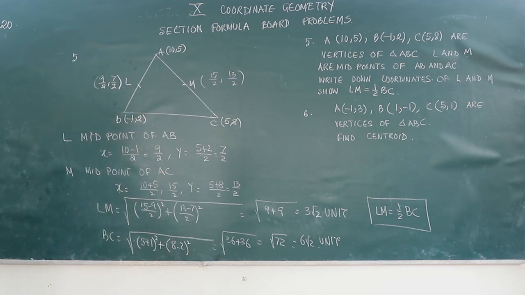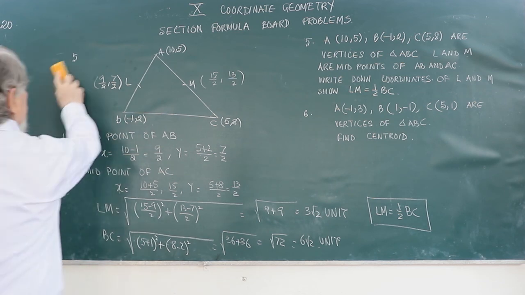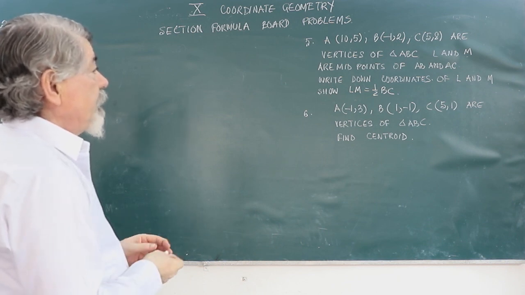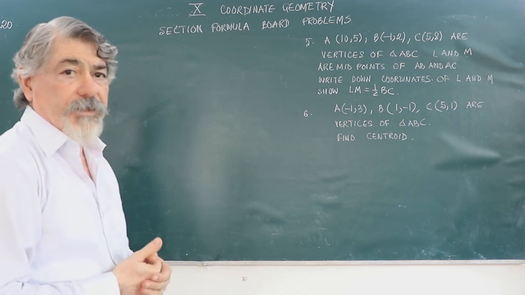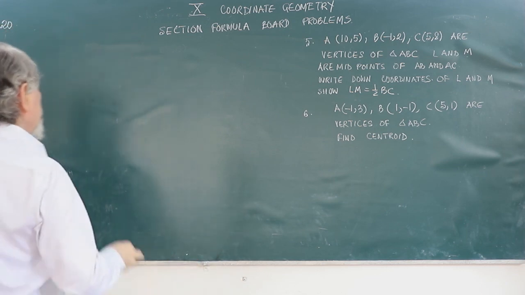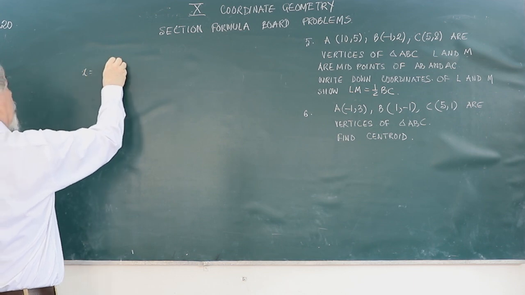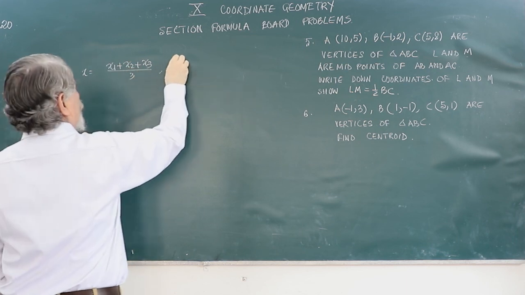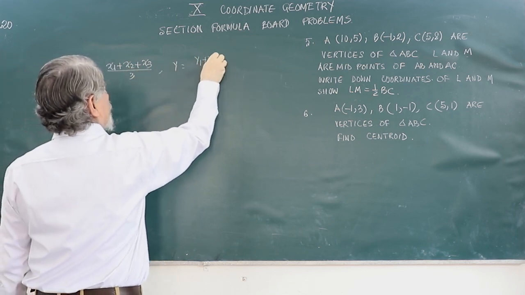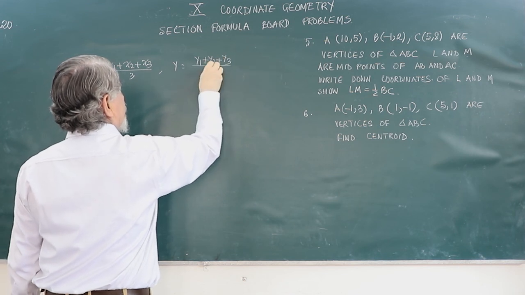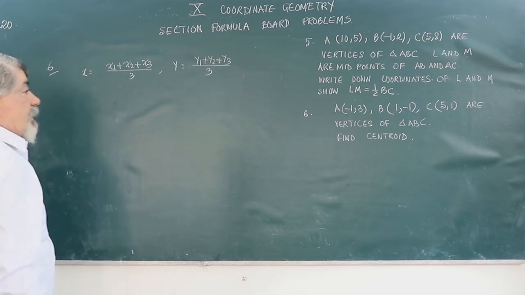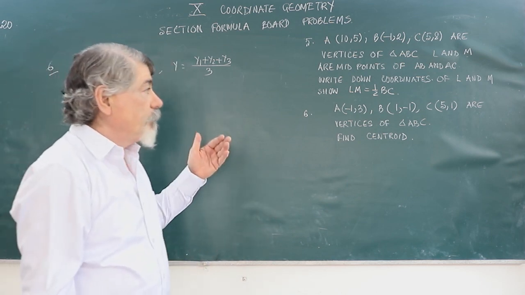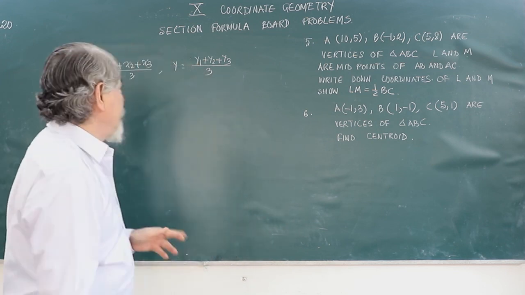Okay? Now let us see question number 6. ABC are vertices of the triangle, find the centroid. Centroid is given as (x1 plus x2 plus x3) upon 3, and the y coordinate is given as (y1 plus y2 plus y3) upon 3. You just add up the x coordinates of all the 3 vertices and divide by 3, add up all the y coordinates of the vertices and divide by 3.